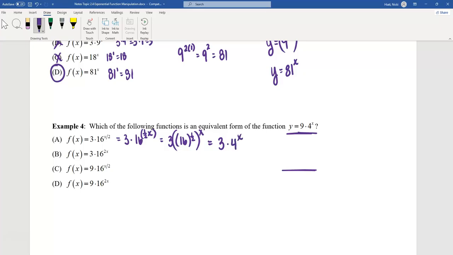Is that equivalent to what we started with? Close, but not, because that 3 doesn't need to be adjusted. So which answer choice is going to be correct? C. Right there.